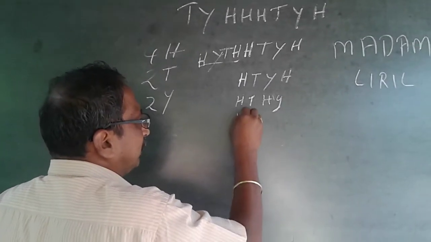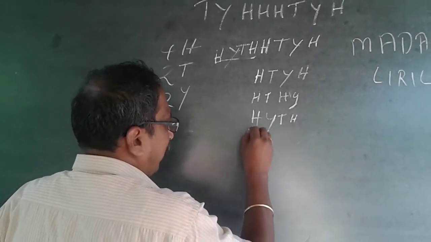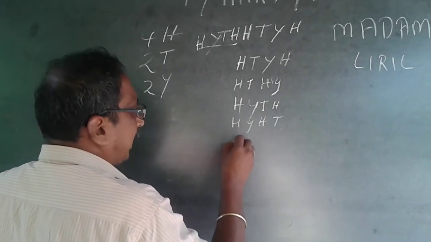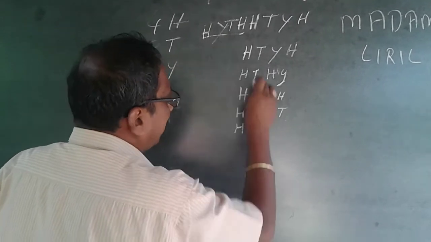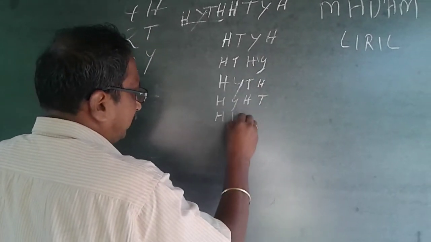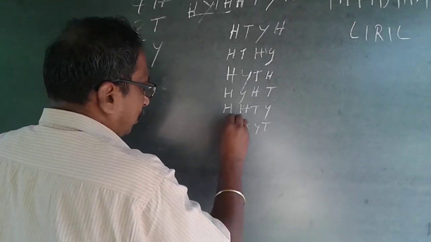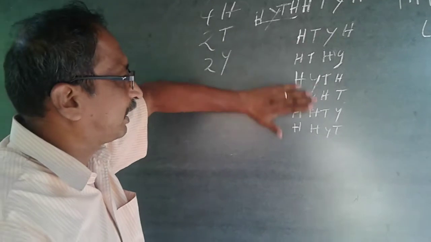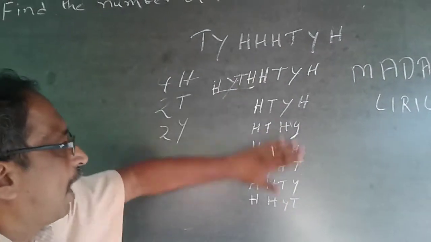Then I will fix H. H is fixed here. Then Y, T, H. It will be H, Y, H, T. Then I am fixing H again here. H here, I will have T, then T is over, Y is over, H, T, Y. And similarly H, Y, T. So this is 6. When I fix H in the first place, I will have 6 alternatives.